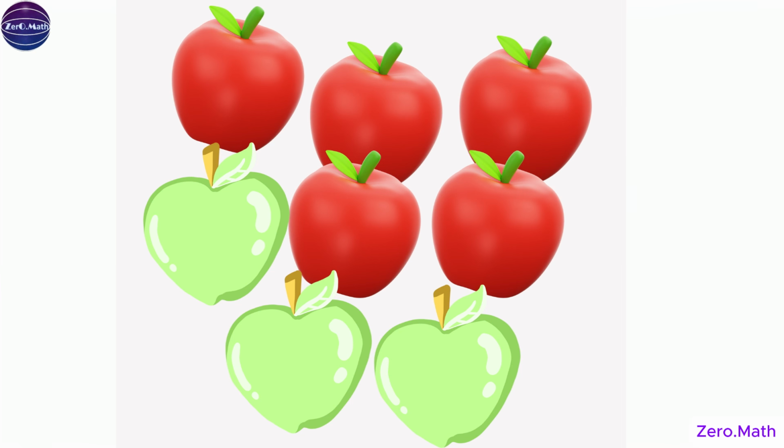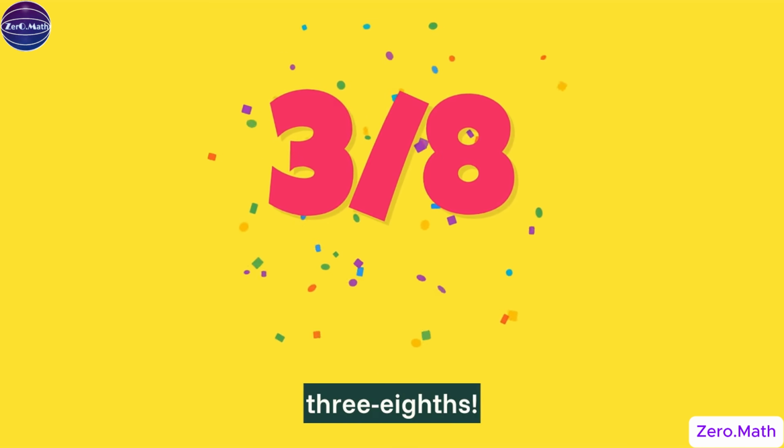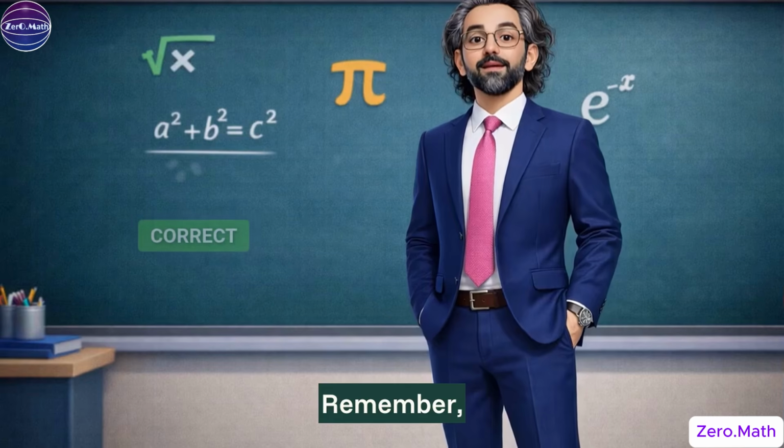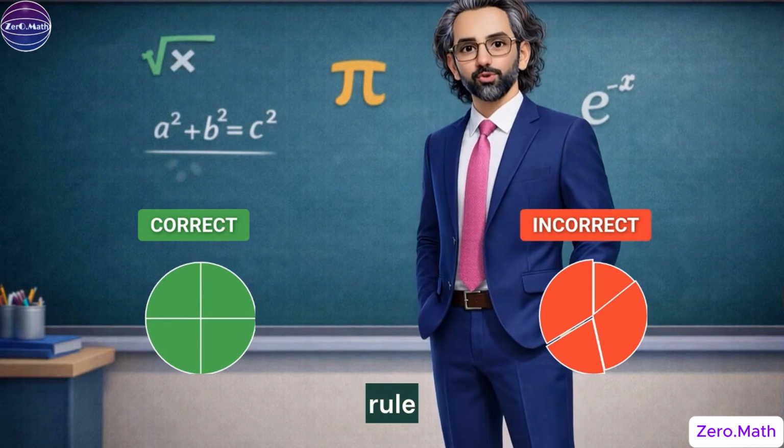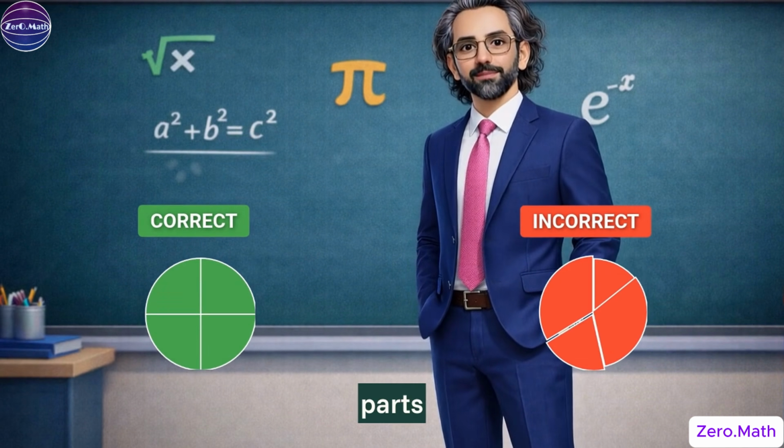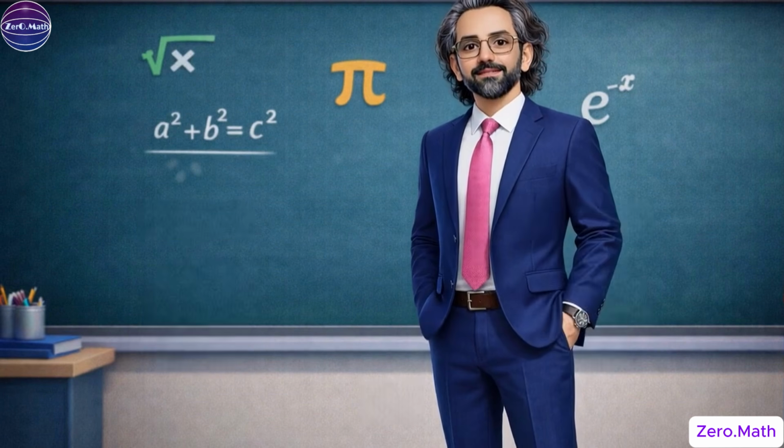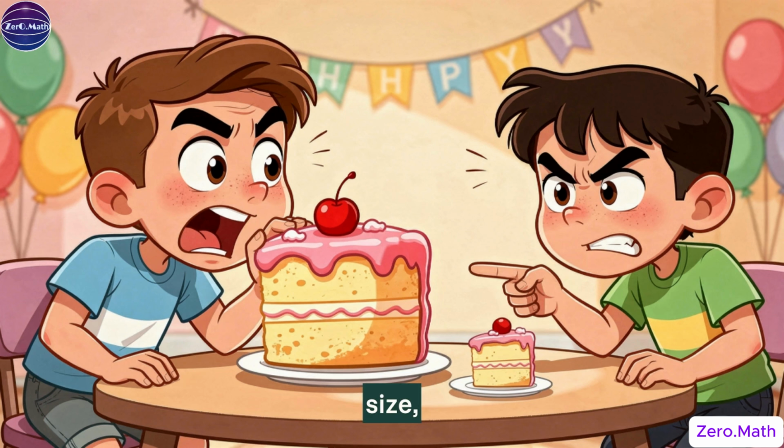What fraction of these apples are green? Take a close look. It's 3/8. You're on fire. Remember, the most important rule for fractions is that the parts must be equal in size. If the pieces aren't the same size, it's not a fair fraction. Fairness is key in math.